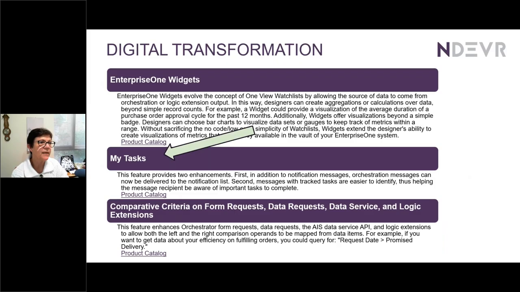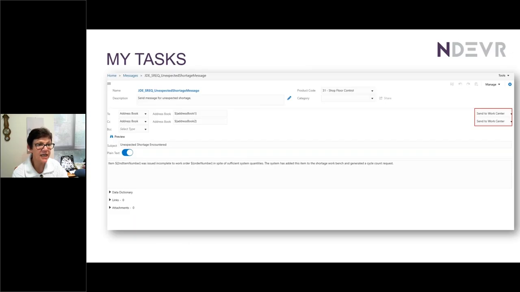Okay, so that's the widgets. And then the next thing is under my tasks. There are two enhancements here. First is the addition of a notification to the messages. So if you set up a message request in an orchestration to go to an address number, it always went to the work center. That's where it went, right? And now you have the ability to send it also to the notification list, or instead of the work center, you can send it to a notification list.